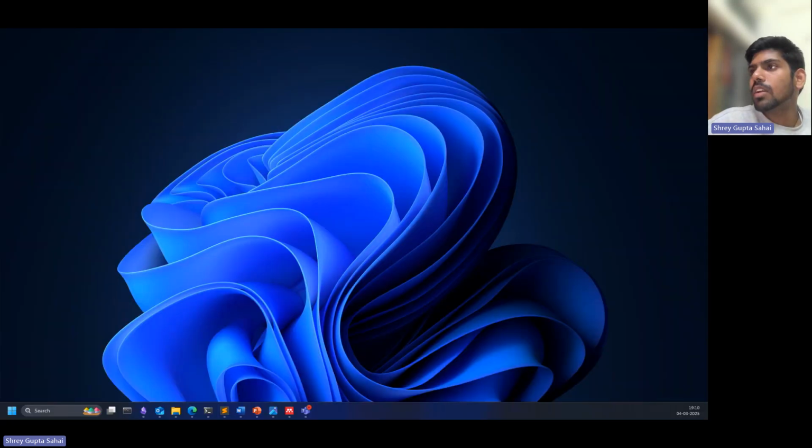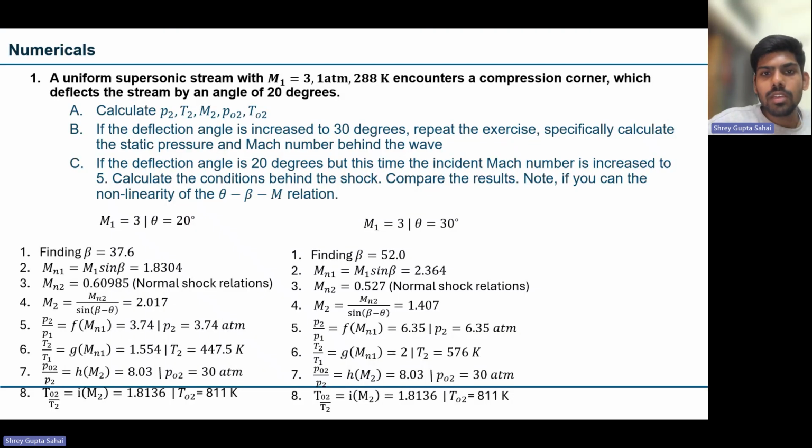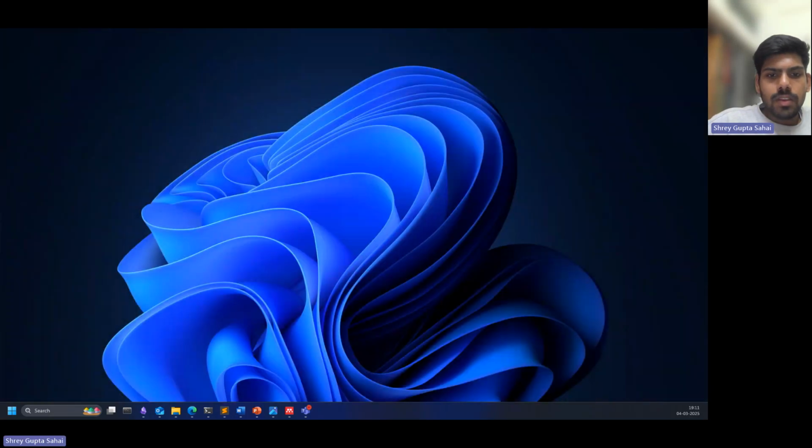Now let me check if these values are okay, whether we have made any mistake. Beta value is 52, Mn1 is 2.364, P2 by P1 is 6.276, so this pressure ratio value is fine. Mn2 is 0.527, which is also okay. M2 is 1.41. Great, so these values are fine.